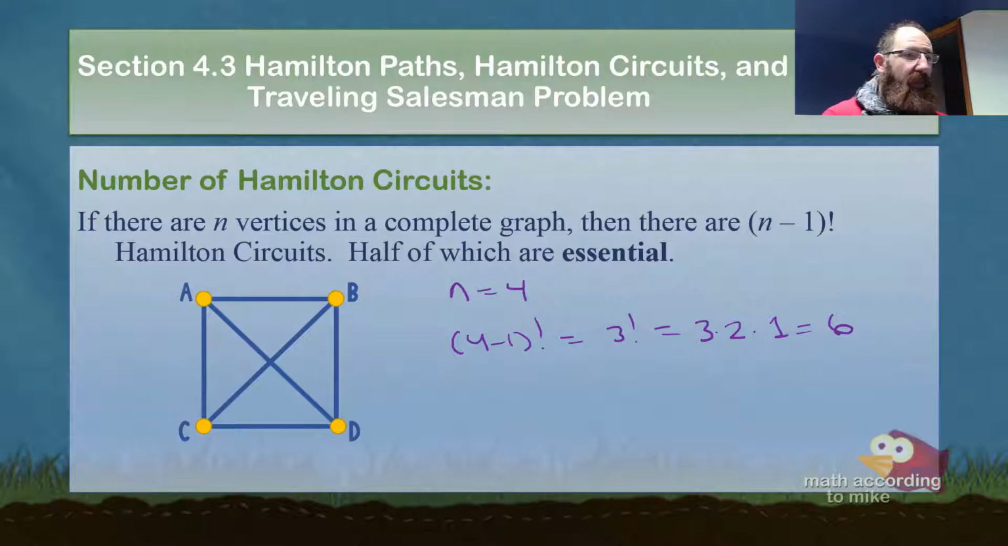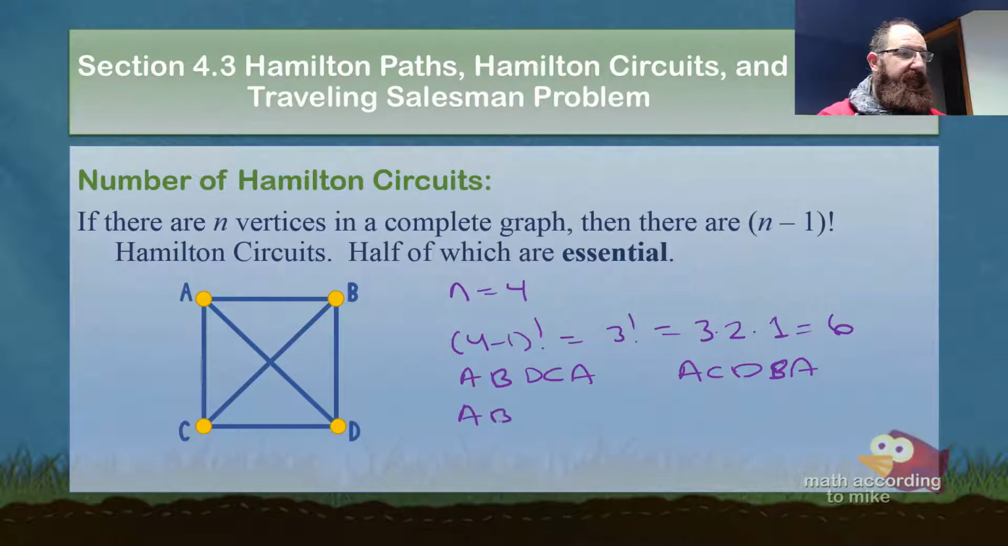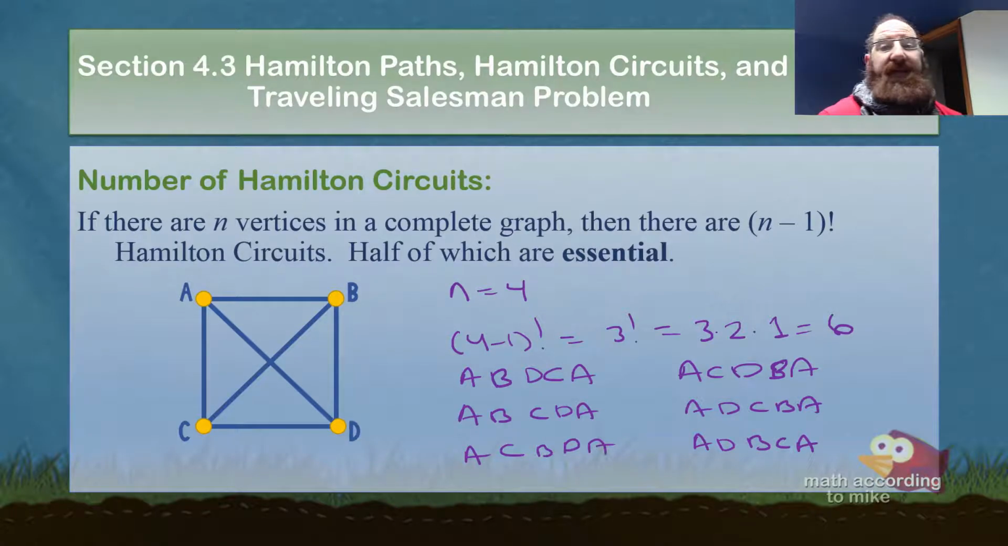So for example, we could have A, B, D, C, A. We could have A, C, D, B, A. We could have A, B, C, D, A. We could have A, D, C, B, A. And we can have A, C, B, D, A. Or A, D, B, C, A. That's assuming that we're starting and ending at A. Again, it'd have to be declared.